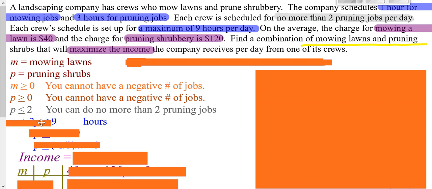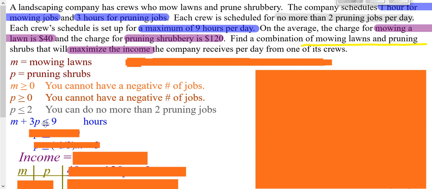Now, some of your hours come from the mowing jobs, which is 1 hour per job, and pruning, which is 3 hours. So we're going to have 1 times the mowing hours plus 3 for each pruning job. So that's the 3P. Now, we were told a maximum of 9 hours a day. So the mowing plus the pruning cannot be more than 9. So it's got to be less than or equal to 9.